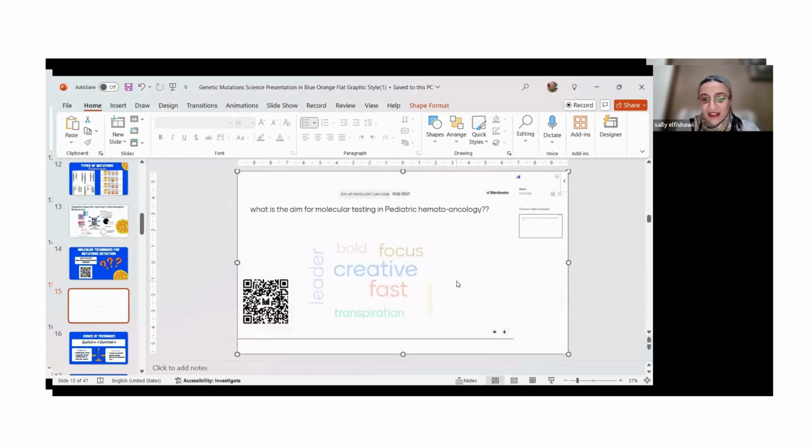You can scan the code and type in your answers. What is the aim of molecular testing, in your opinion?